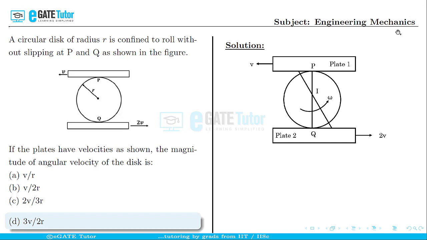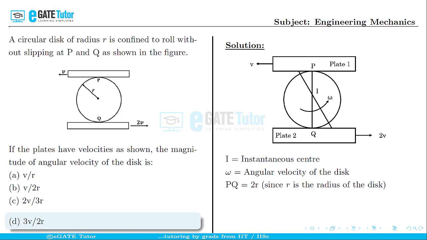One more point here is this line will indicate the variation of velocity between plate 1 and plate 2. Here I is nothing but the instantaneous center, omega is nothing but the angular velocity of the disk in the counterclockwise direction, and since we have r as the radius of the disk, we can write PQ is equal to 2r.